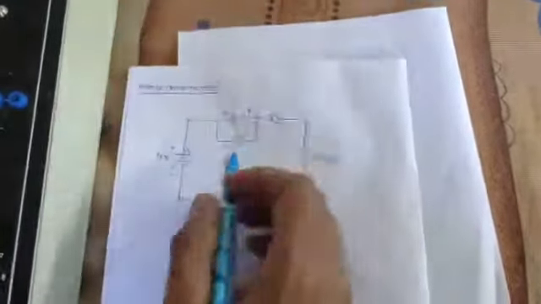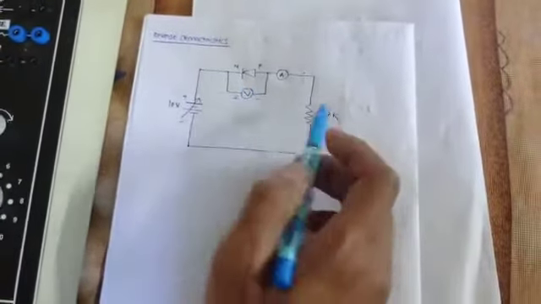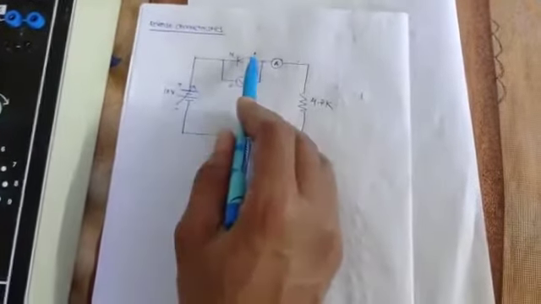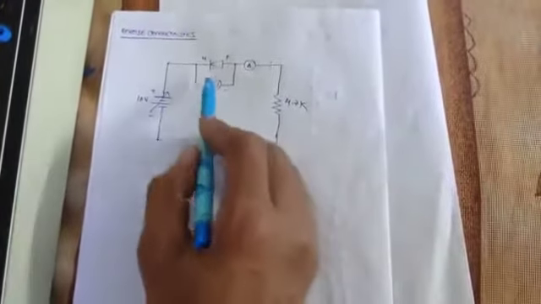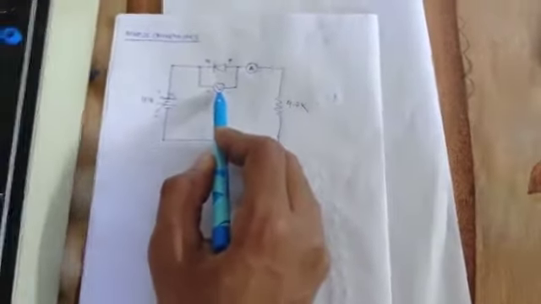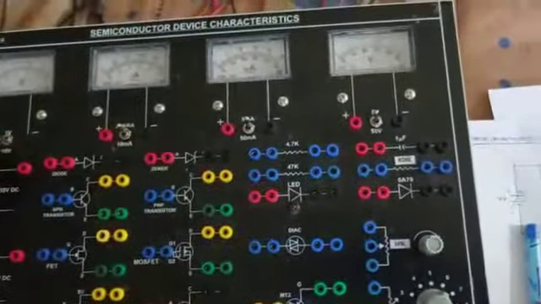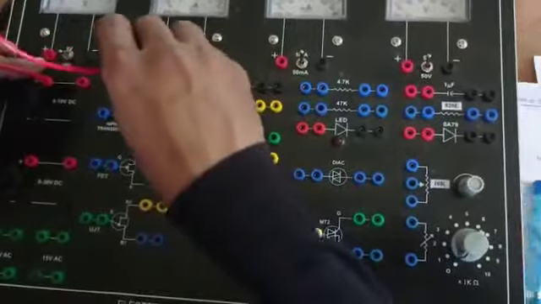Now we will study the reverse characteristic of the PN junction diode. This is the reverse characteristic circuit of the diode. Here the diode has its N terminal connected to the positive supply and the P terminal to the negative of the supply, the voltmeter is connected parallel with the diode, and the ammeter is connected in series. Now we will make the connection. The diode will be a reverse biased diode, so we will connect the positive to the N terminal of the diode.